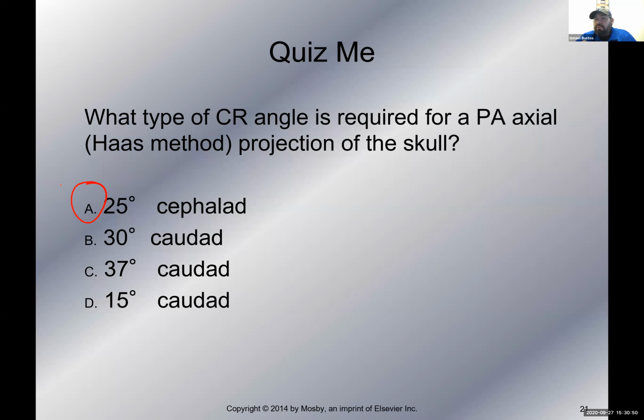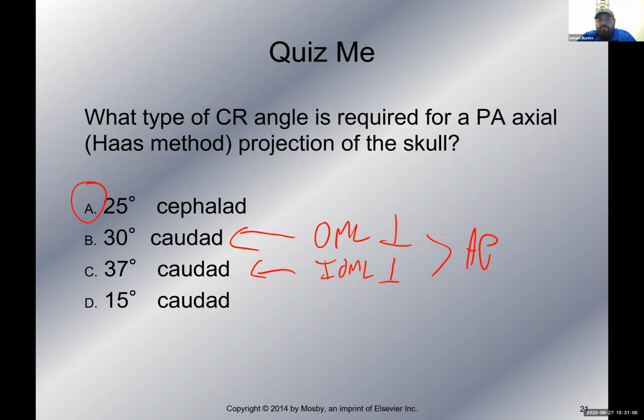All right. Now, if it's a normal town projection with the OML perpendicular, it would be B. If this is the OML perpendicular. And this one would be if the IOML is perpendicular, and both of these are AP projections. Okay. This one here is the angle we use for a Caldwell, and that is a PA projection. Okay.